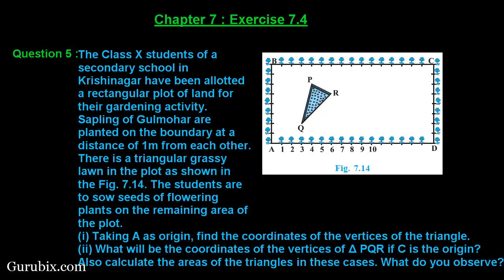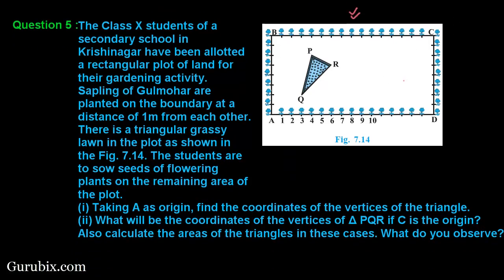This is the picture of the plot, and we have two cases. In case 1, taking A as the origin, find the coordinates of the vertices of the triangle. Second, what will be the coordinates of the vertices of the triangle PQR if C is the origin? Also calculate the areas of the triangle in these cases, and what do you observe? So we have this question and we have to solve it. Let us see how to do it.